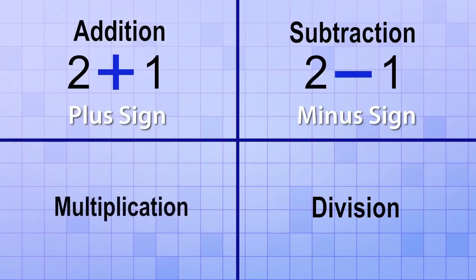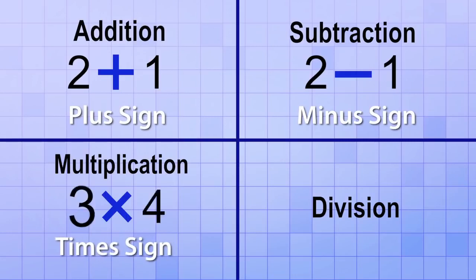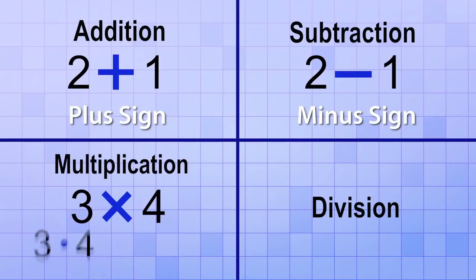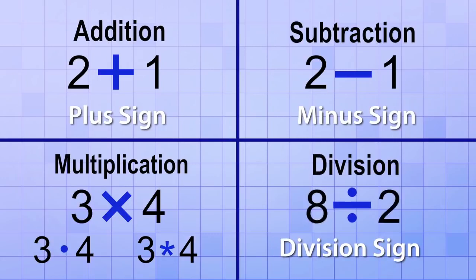For multiplication, we use this symbol that looks a lot like an X. It's called the times symbol. So this problem would read 3 times 4. Oh, and sometimes other symbols like a dot or an asterisk are also used to show multiplication. And finally, for division, we use this symbol, which we usually just call the division sign. And we read it like this: 8 divided by 2. And there's several other types of division signs that are commonly used too.